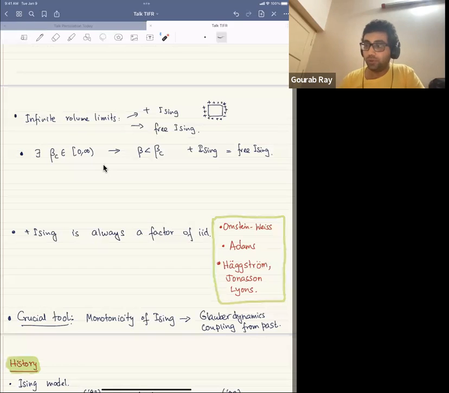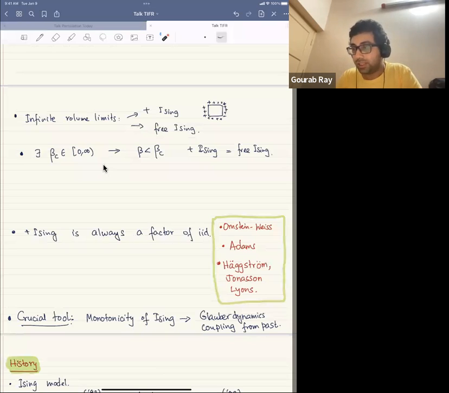Okay, so for Ising there is also an infinite volume limit, and now getting back to the question of whether things are factors of IID or not, because that's the focus here. The plus Ising model, which is the limit you can get by putting everything plus on the boundary of squares and letting the square go to infinity, is always a factor of IID. This is a result due to Ornstein and Weiss, Adams, and Hagström, Johansson, and Leon. Ornstein and Weiss did not publish the result, but later it was extended to all amenable graphs, or actually all graphs. So in any graph, the plus Ising measure is always a factor of IID.